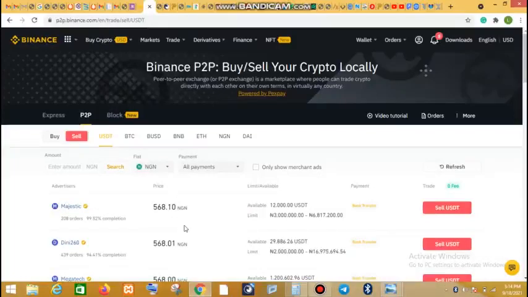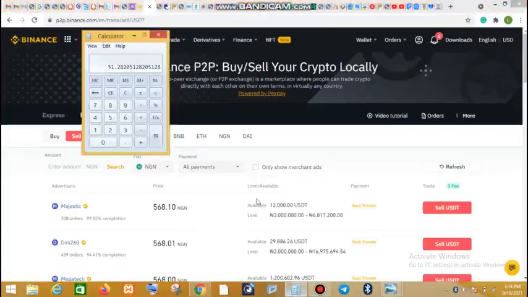So let's now go back to the calculation. In the month of January, you have 20,000 naira. Let's assume the 20,000 is still in your account. So 20,000 naira divided by 567. You can see that the value of your money has been reduced drastically. The value of your money has reduced from $51 to $35 within how many months?